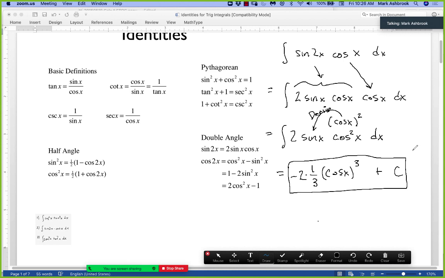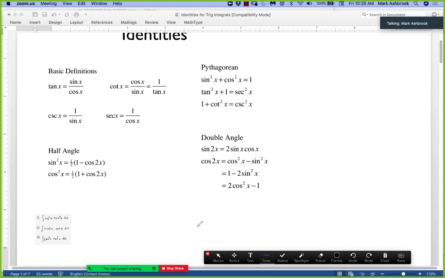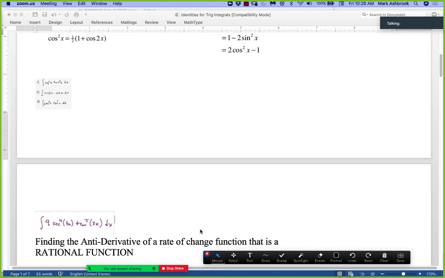Other questions? The quiz is short. It's very short. It's 2 questions, but it's short. So I want to do one more example. The hard one I showed you before. Okay, so that last example is this one: the integral of 9 secant to the 4th 3x tangent to the 7th 3x dx.